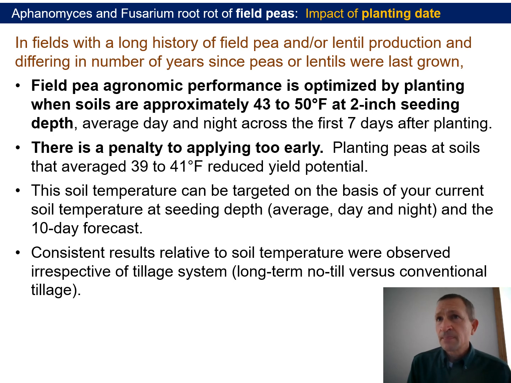That was optimal, not just early planting. Okay, you can plant too early. When planting into 38, 39, 40 degree soils, you can often see deleterious impacts. So again, the optimal was approximately 43 to 50 degrees Fahrenheit at the 2-inch seeding depth that we utilized in the first 7 days after planting. We saw consistent results across tillage systems. What mattered was the soil temperature.